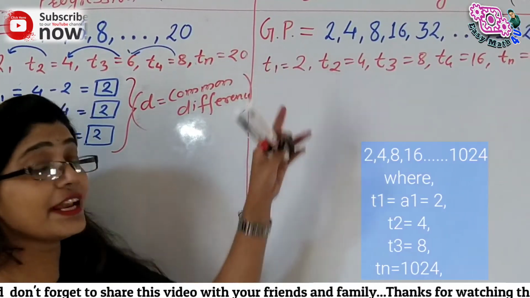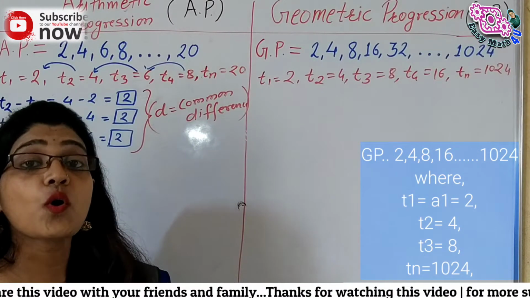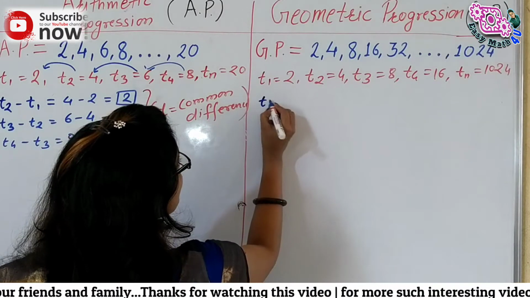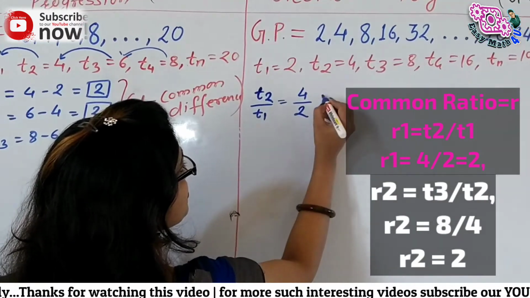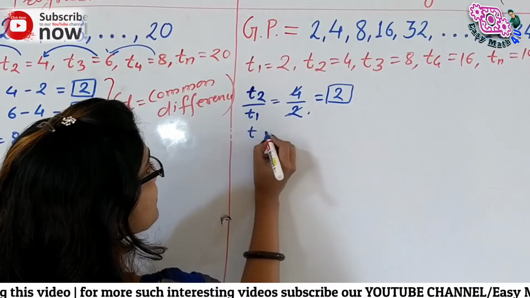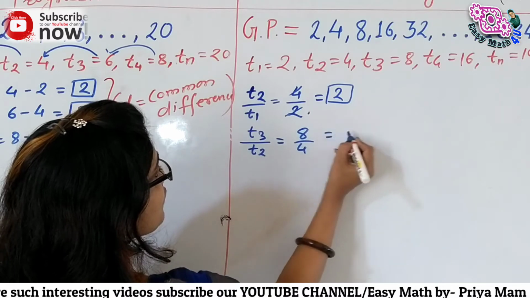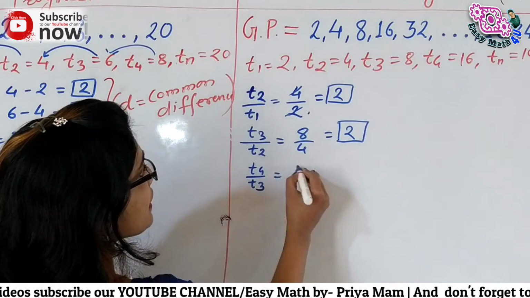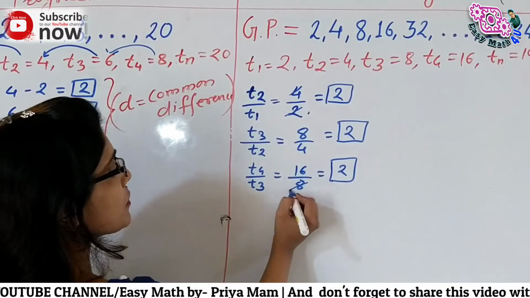Now see, when you are checking whether it is a GP, you have to take the ratio of two consecutive terms. So T2 by T1. What is T2? 4 by 2. Answer is 2. Calculate this, you will get 2. Next, T3 by T2, it is equal to 8 by 4, it is also 2. Next, T4 by T3, it is equal to 16 by 8, so it is also 2.